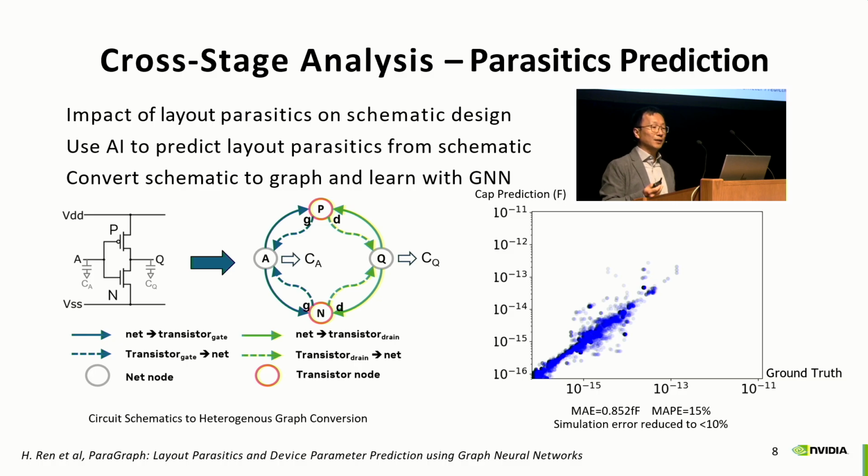If we actually have a large data set of previous design schematics and layouts, then it's possible to train an AI model to do this. So here we leverage GNN as the model. The schematics are converted into a heterogeneous graph, and this graph has devices and nets as nodes, and their connectivities as edges. Now applying GNN, it can make predictions on the net nodes to predict the parasitic capacitance on that net. And the right figure shows the prediction results as compared to the ground truth. Using this kind of prediction, we can achieve simulation errors less than 10%.